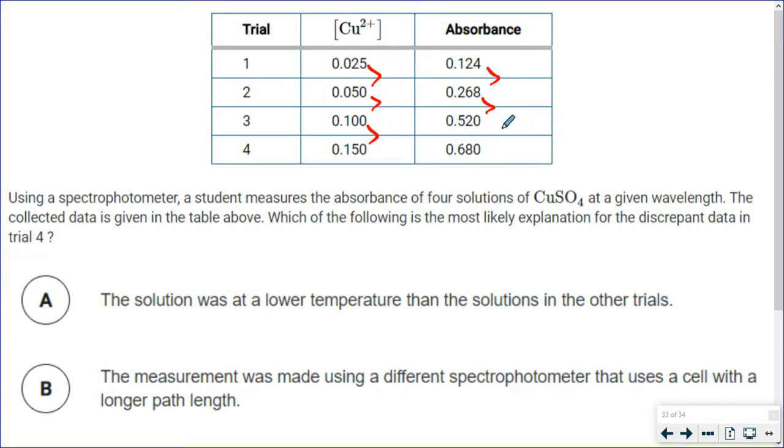And with a 50% increase, what would we expect here? What's 50% of 0.5? Well, that's approximately 0.25. If we just do some rough math, 0.52 plus 0.25, we'd be close to what? 0.7. 0.70 is what we should get here. So we're way too low for absorbance. This absorbance value should be a lot higher. Why wouldn't it be as high?